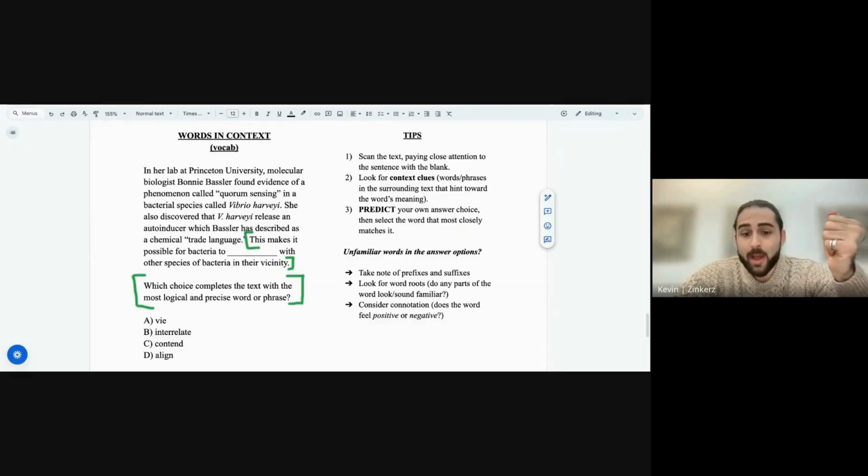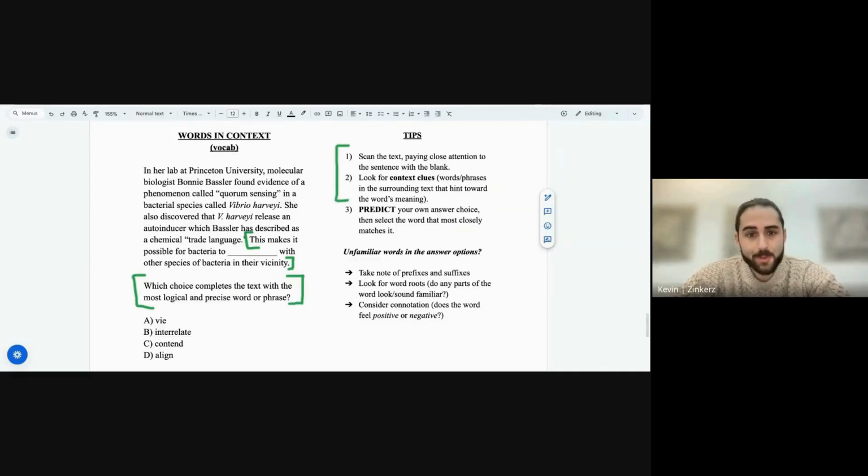Now, let's go ahead and just sort of apply these in context. I'm going to focus mainly on the first two steps for right now. So, scanning this text, let's go ahead and read through it.